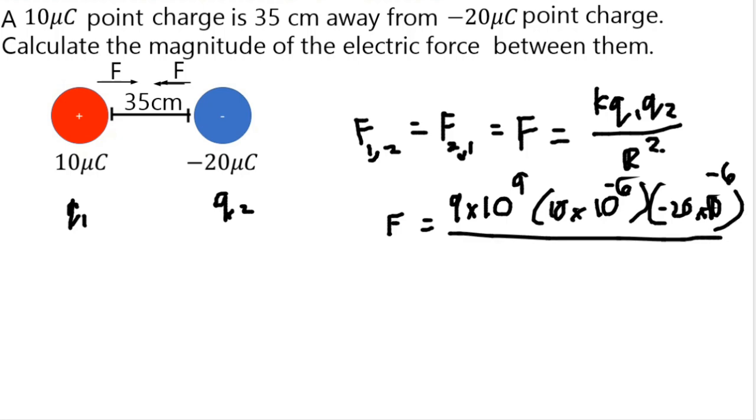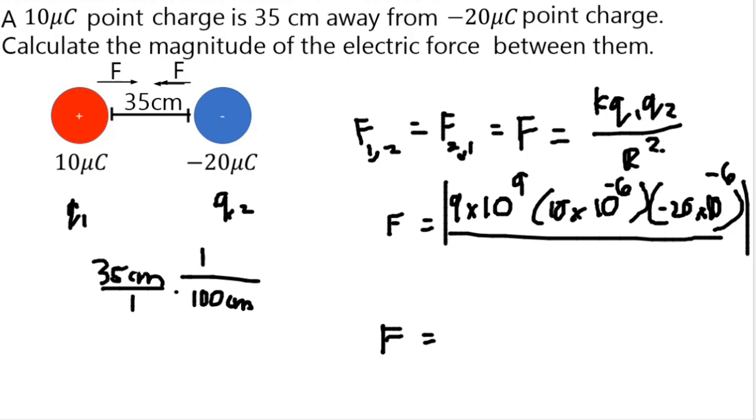Now let's plug in the distance. So this is not going to be 35 centimeters, but we're going to convert this into meters. We can cancel the centimeter. So now we have 0.35 meters squared. I'm not going to put the unit. So there you have it.